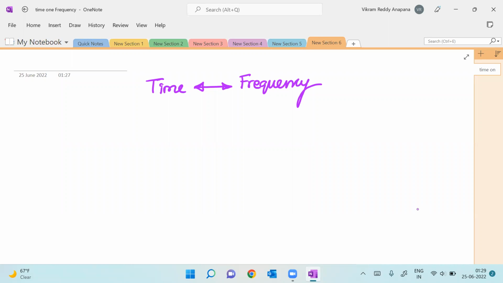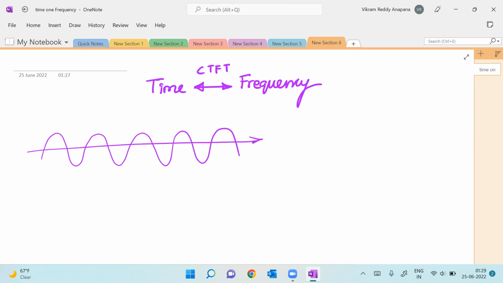Good morning. Today we will discuss certain important time frequency pairs. We make use of the continuous time Fourier transformation. Let's take our favorite real-time signal, a cosine wave. This cosine wave is periodic.